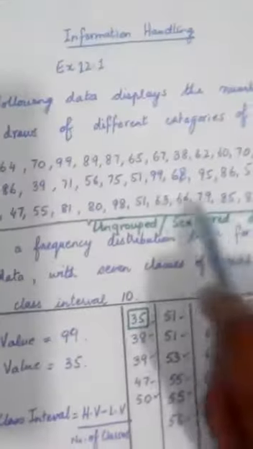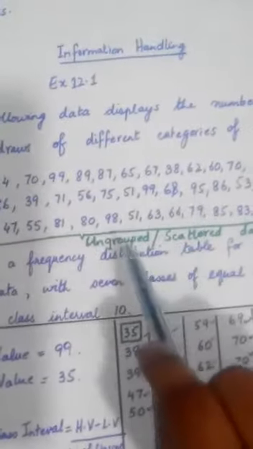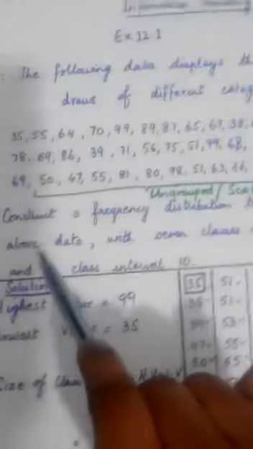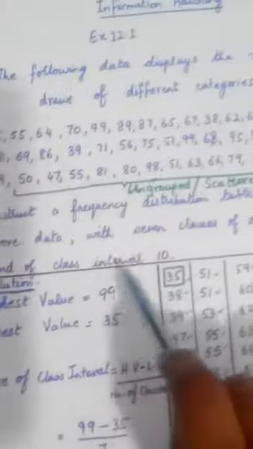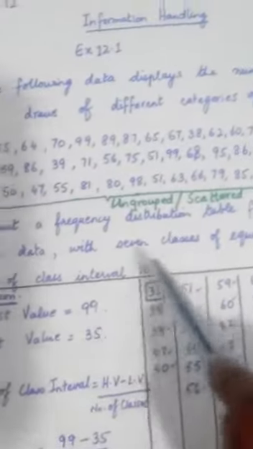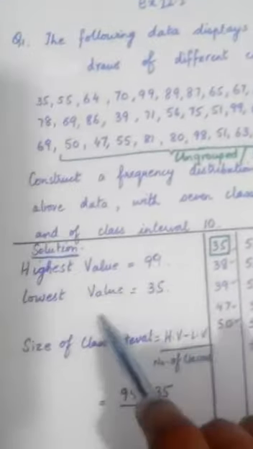If you look at this given data, this sort of data, as I already discussed earlier with you, is ungrouped or scattered data. Now the question asks to construct a frequency distribution table for the above data with 7 classes of equal size and class interval 10. So we will start with the solution of this question.